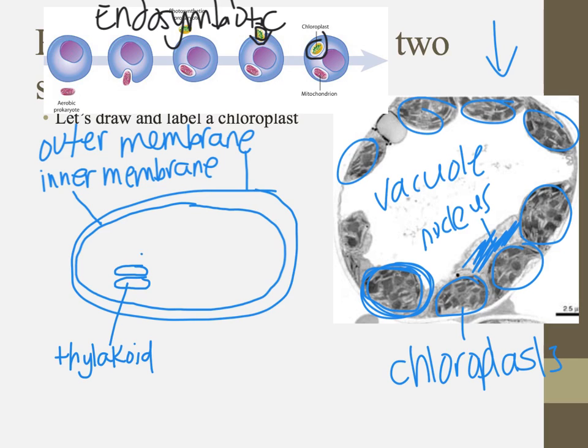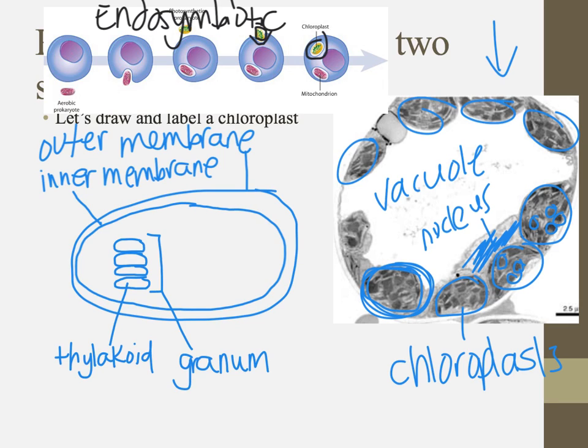An entire stack of them is called a granum. Grana would be plural. And I'm not going to draw a bunch of them. So here's a granum, here's a granum, here's one, here's one. Obviously they have multiple grana in each chloroplast, but then my drawing would be a mess. So I'm just going to draw one.